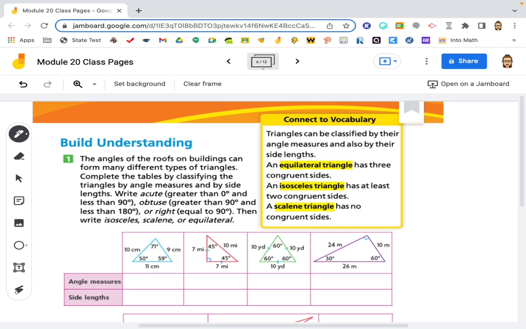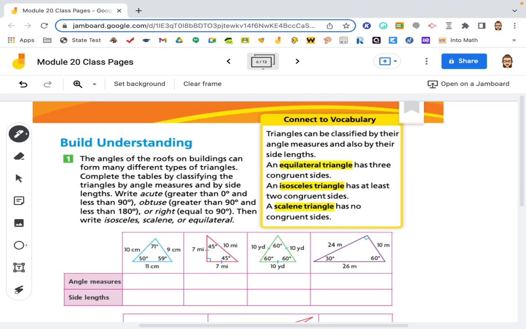Well, what are scalene, isosceles, and equilateral? Let's come over here. The triangles can be classified by their angle measures and also by their side lengths. An equilateral triangle has three congruent sides. An isosceles triangle has at least two congruent sides, and a scalene triangle has no congruent sides.